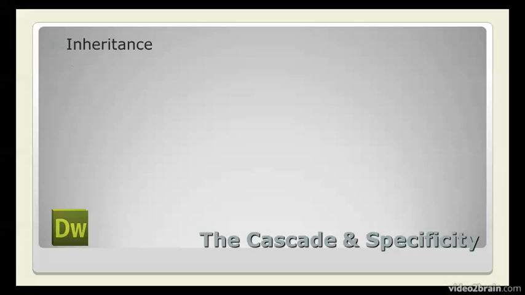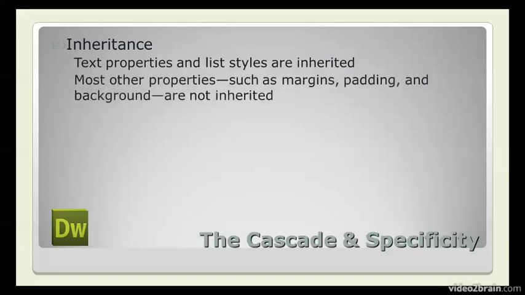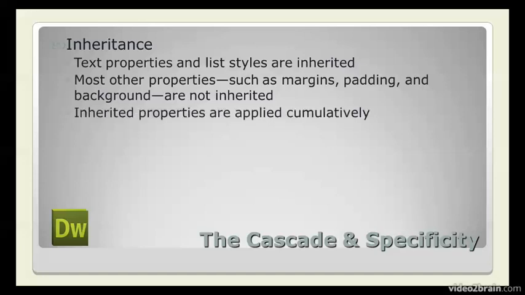Inheritance is also extremely important in CSS. Text properties and list styles are inherited, but most other properties, such as margins, padding and background, are not. Inherited properties build on top of each other. For example, there's no need to specify the font family in every style rule if it's already been defined for an element higher up the document structure. But you can override inherited properties in more specific rules. For example, to apply a different font family to page headings.